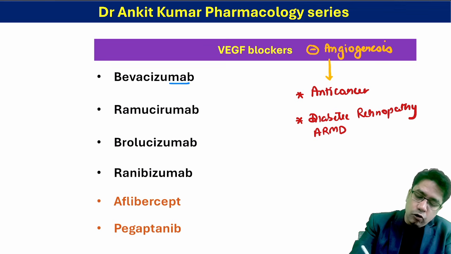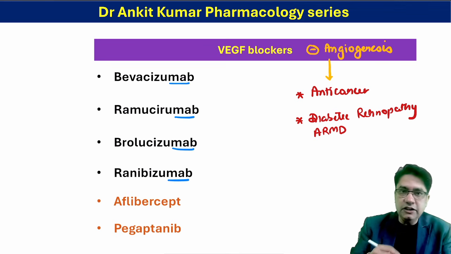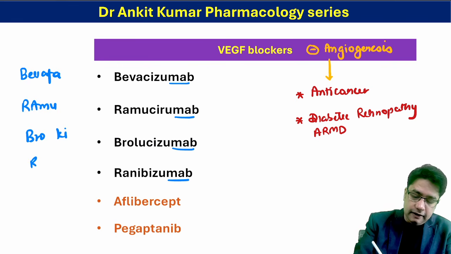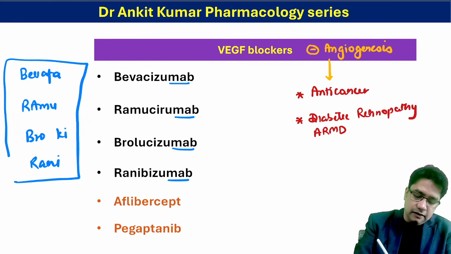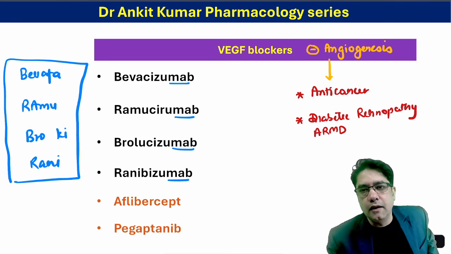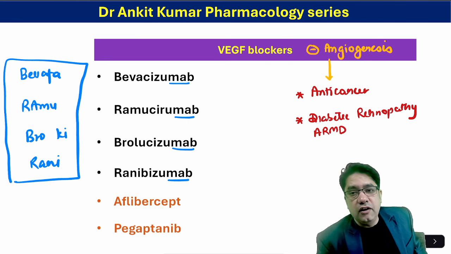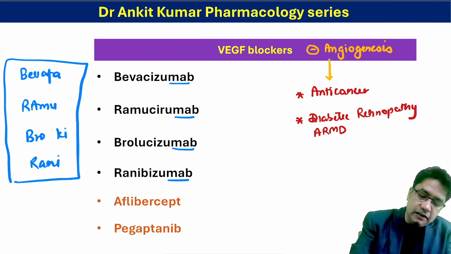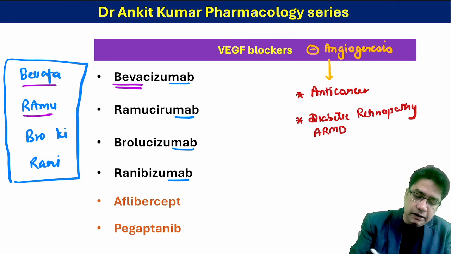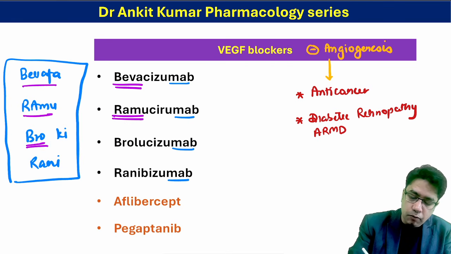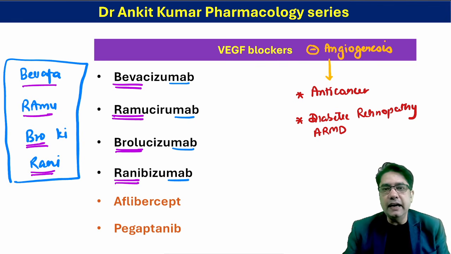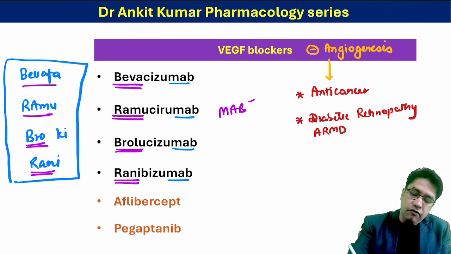Now we have certain monoclonal antibodies which block VEGF. So we can remember a mnemonic: Bewafa, Ramu, Ramu bro ki Rani. So imagine there is a bro, our brother is there, Ramu. He had a bewafa or disloyal wife or Rani, or you can write a girlfriend. So bewafa means bevacizumab. Ramu means ramucirumab. Bro means brolucizumab. Rani means ranibizumab. Okay, so these are the monoclonal antibodies which block VEGF.